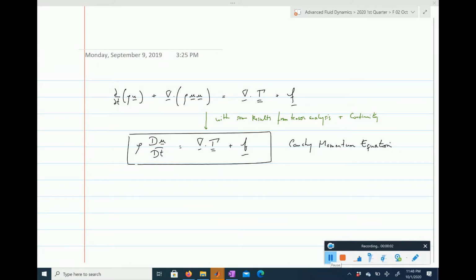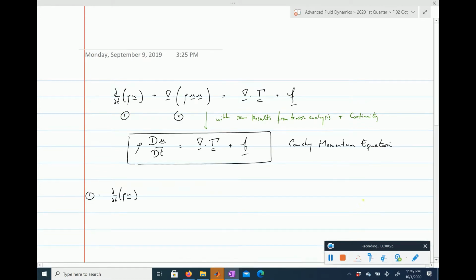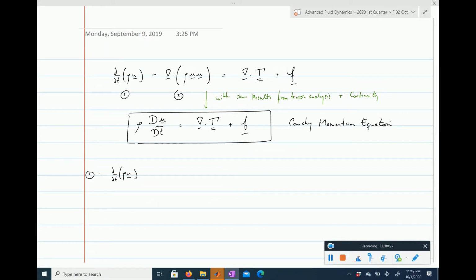Okay, here I just, for completeness, discuss what mathematical manipulation you need to do in order to change the left-hand side here to the material derivative. So we consider these two terms here independently, and so you have the partial time derivative of the field rho times the field u.